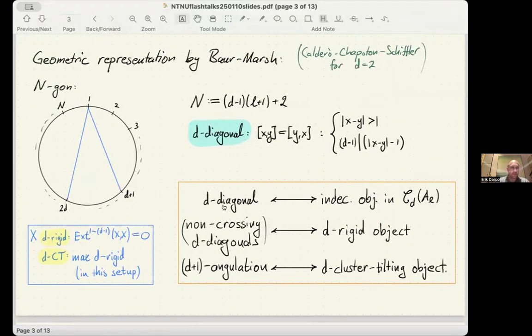Moreover, there is some more information to be read off from this picture. So if you have a collection of d-diagonals that do not cross each other, that corresponds to some Ext vanishing. And if you take the direct sum of such a collection of objects, you will get a d-rigid object. And if you take a (d+2)-angulation of your n-gon, which is simply a maximal collection of non-crossing d-diagonals, that will correspond to a d-cluster tilting object.